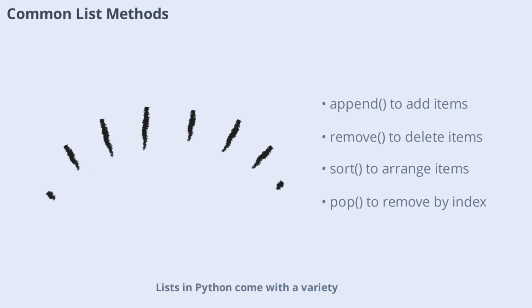Lists in Python come with a variety of built-in methods that make them versatile. Some of the most commonly used methods include append, extend, insert, remove, pop, and sort. These methods allow you to add, combine, and rearrange items in your list with ease. Mastering these methods will help you manipulate data more effectively in your programs.